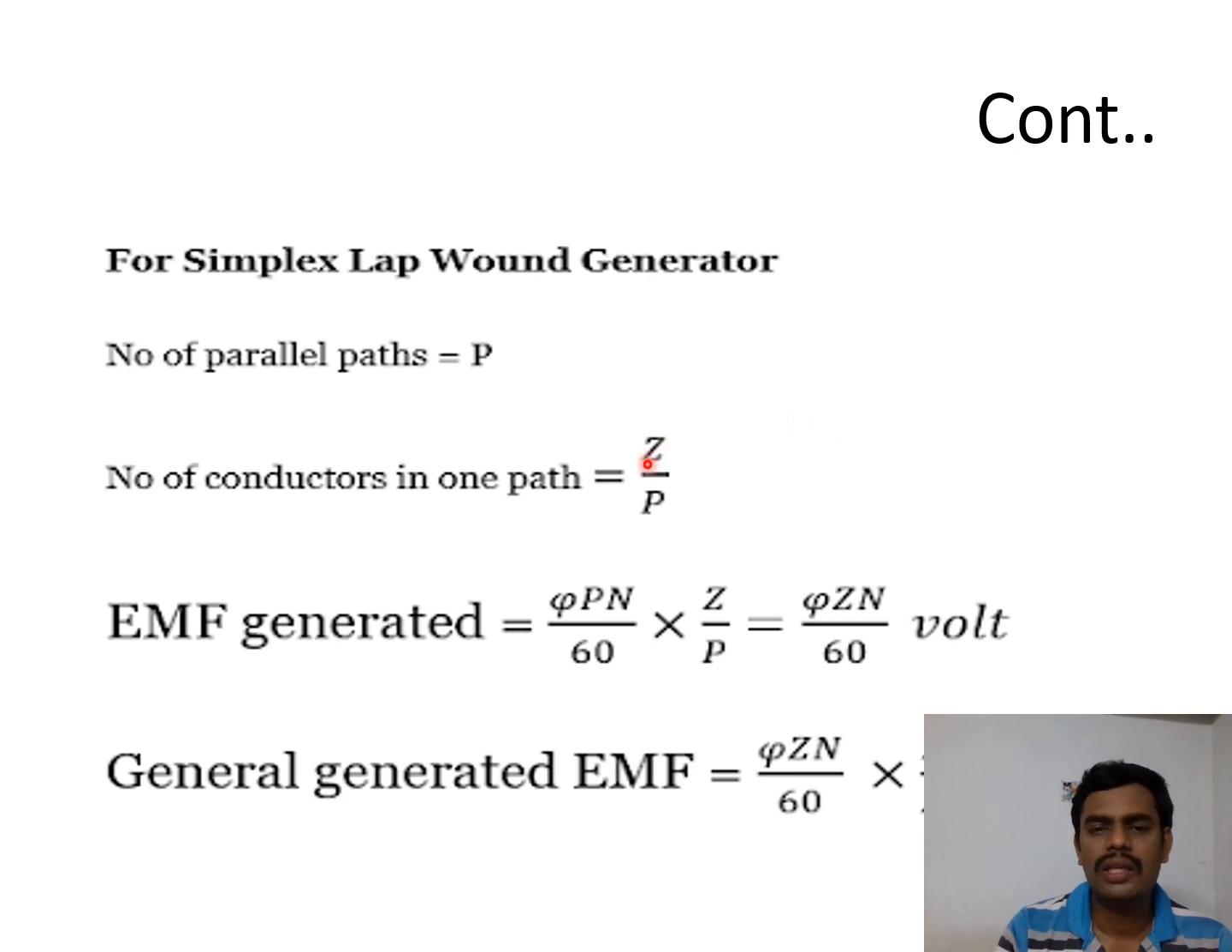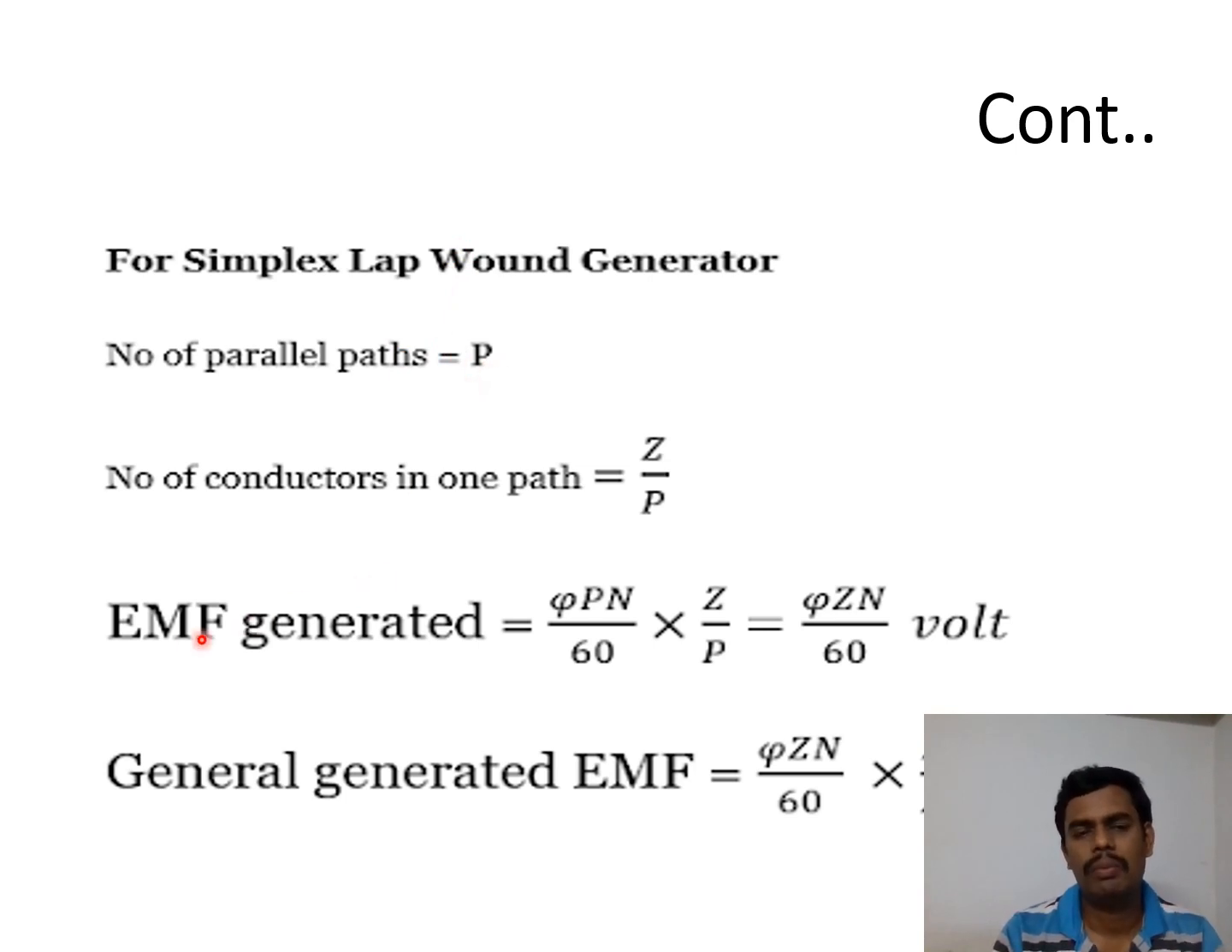We need to consider the total number of conductors and the number of parallel paths as well. For lap winding, the number of parallel paths is equal to P. Parallel paths are represented by capital A. Therefore, the number of parallel paths in lap winding is A equal to P.